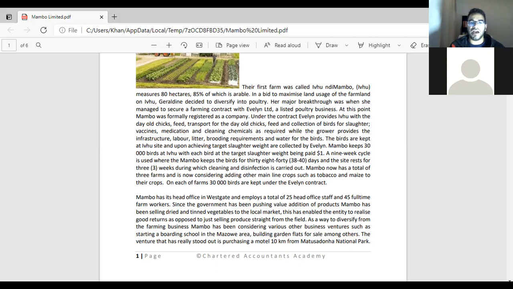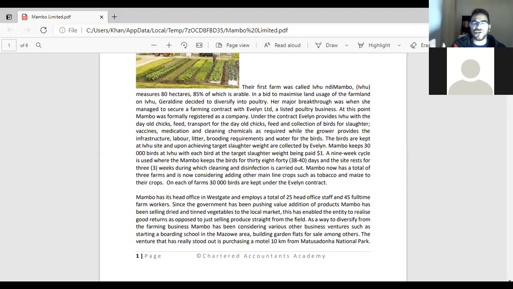So, we understand now that they diversified from crops into other items such as poultry. Okay, then they give you a whole way. They outline a complete process of how the poultry is managed. So you can see there's a 9 week cycle.